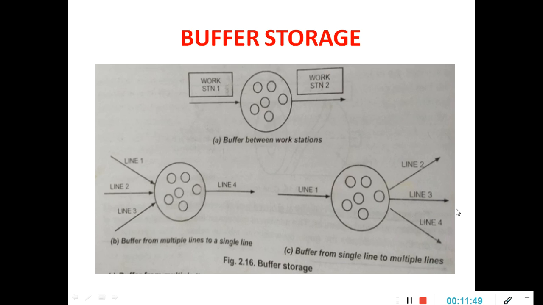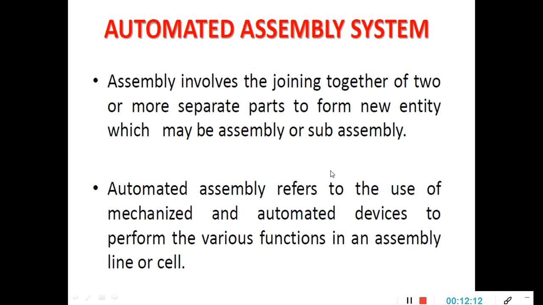But in this condition, in the upstream, the cycle time is very less. For every 1 minute a component is going to be produced. Then it is going to be stored in a buffer storage and transferred to the multiple lines on the downstream. So these are the 3 different types of storage system, buffer storage.